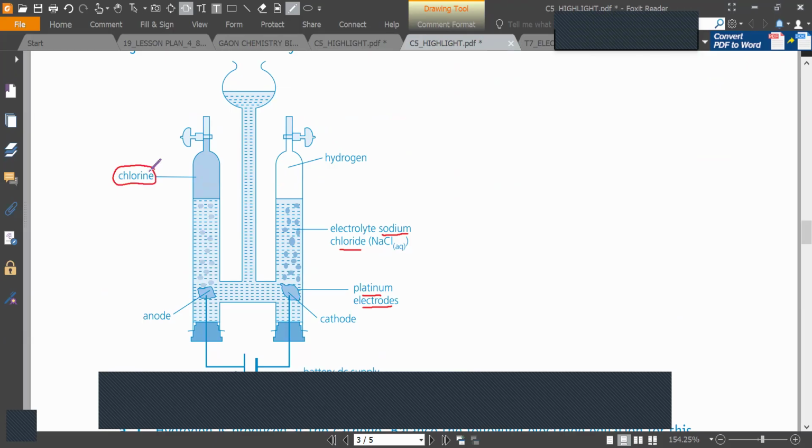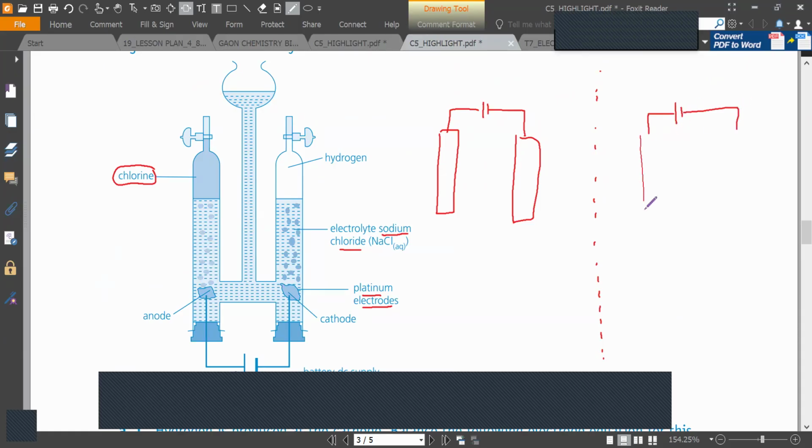Okay, so we can have two situations. Let me show two situations. This one just says sodium chloride, it does not give any information.